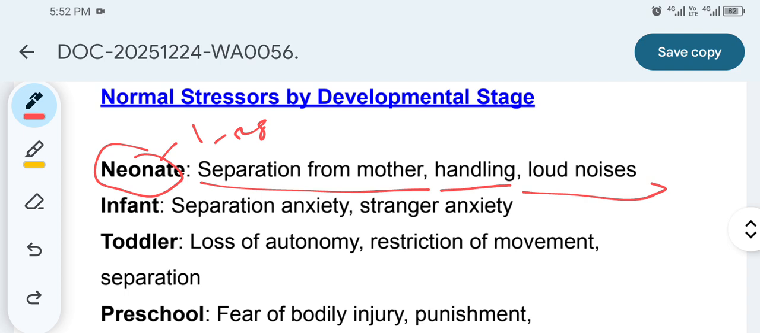So immediately separate them from the mother, they are going to start crying. You start touching them, they are going to cry. Loud noises, they are going to cry.